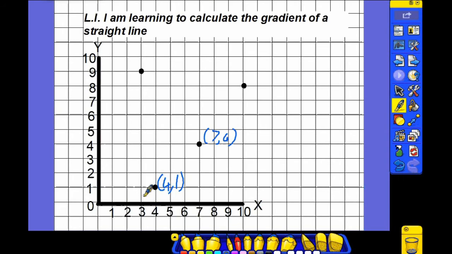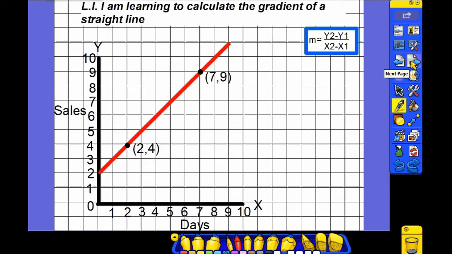Up here we would have 3 on the x-axis and 9 on the y-axis. And all the way over here we would have 10 on the x-axis and 8 on the y-axis. It's really important that you know the difference between the x and y-axes, and that the x-axis is always written first and the y-axis is always written second. However, if you're comfortable with that, then we should be able to progress with working out the gradient of a straight line.